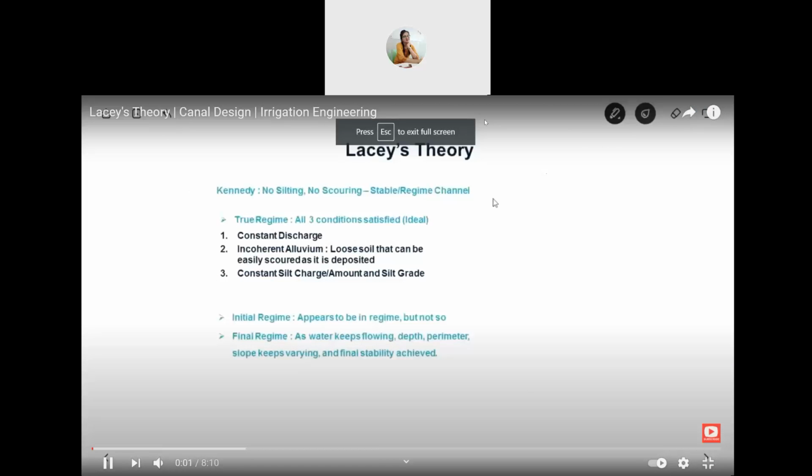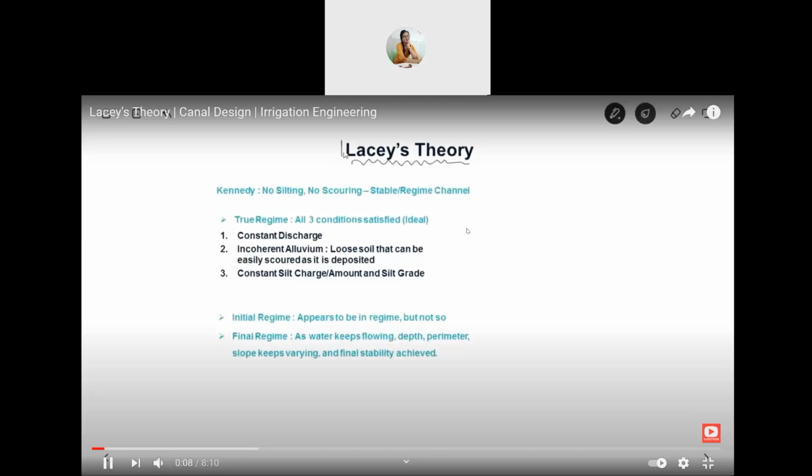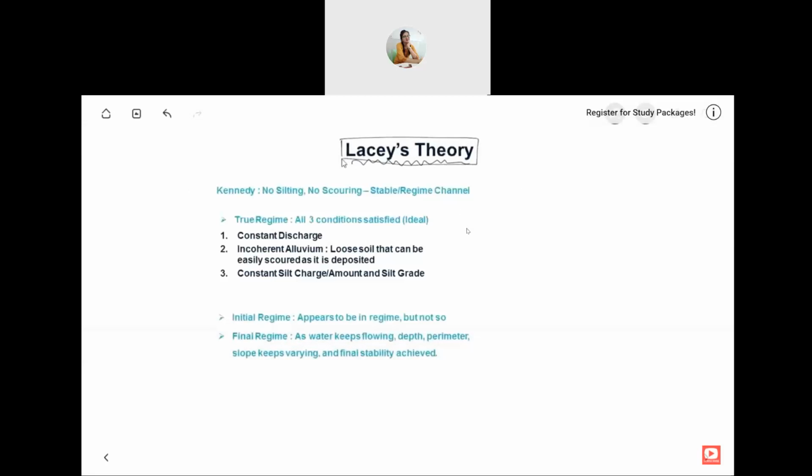Hello everyone. In this video we'll see about Lacey's theory. In the last video we saw about Kennedy's theory. This is just an improvement on Kennedy's theory. So what did Kennedy say? Kennedy said that a stable or regime channel is where no silting, no scouring take place. That is, the sediment neither gets deposited nor it gets scoured. So that is what is meant by a stable channel according to Kennedy.